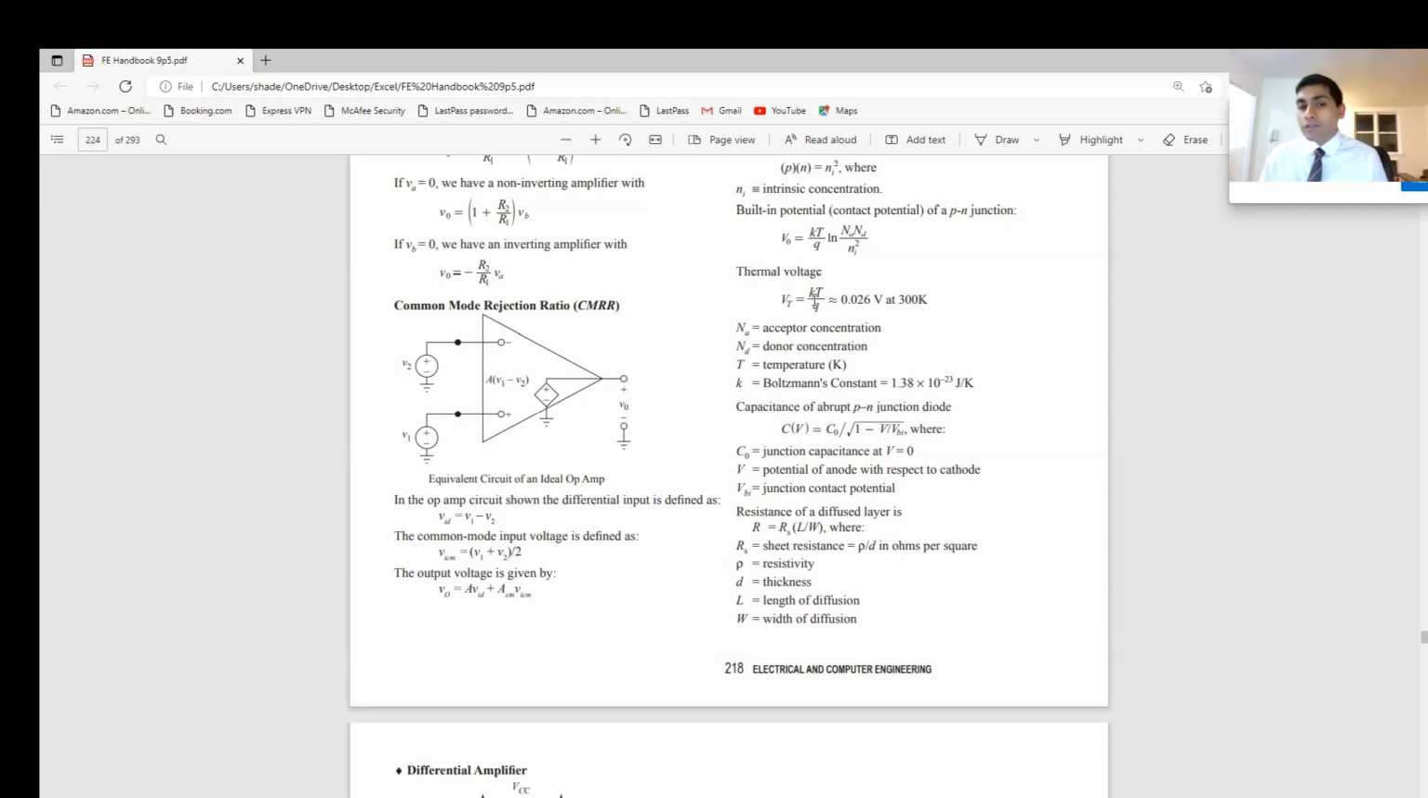However, if you are given a different temperature, which is very unlikely in these cases, you would plug in the value over here and figure out VT. And if you're wondering what KT is, it's given over here. It's 1.38 into 10 to the minus 23, and Q is the charge of a single electron, which is always 1.6 into 10 to the minus 19.